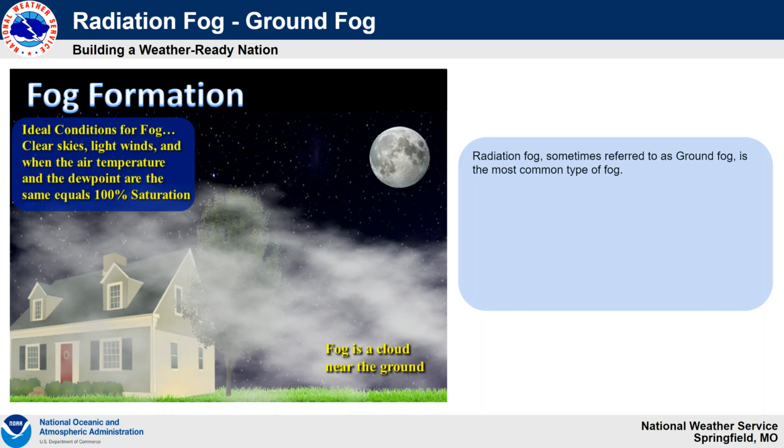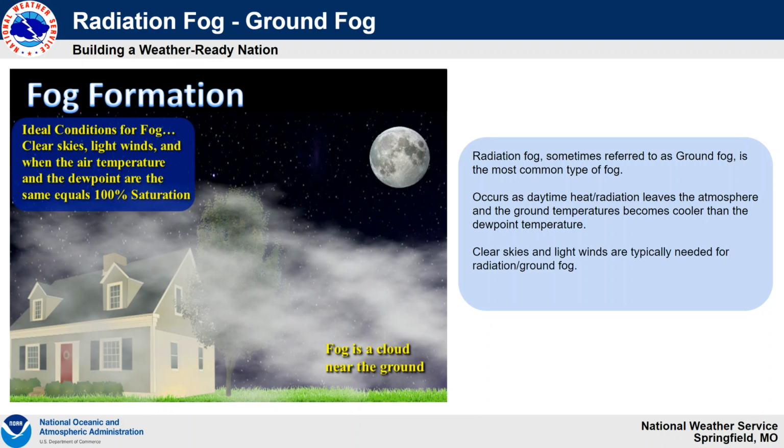The most common type of fog that we see around the Missouri Ozarks and southeast Kansas is radiation fog, or ground fog. It occurs at night when the daytime heat and radiation leaves the atmosphere, and the ground temperature becomes cooler than the dew point temperature. And this allows for the relative humidity to reach 100% or saturation. And we also need clear skies and typically light winds for a lot of this fog to form.